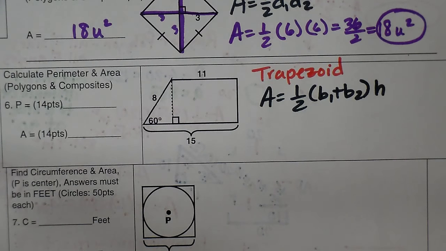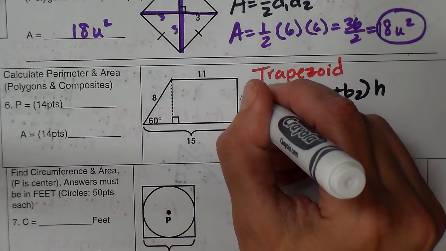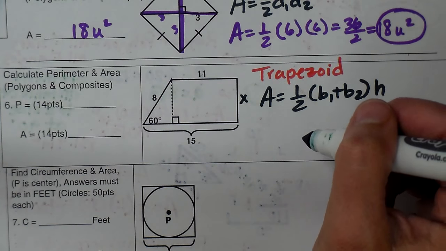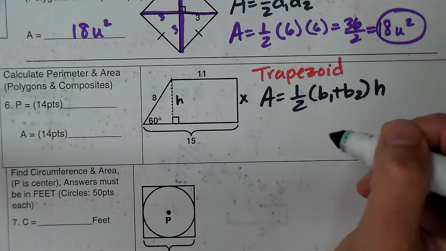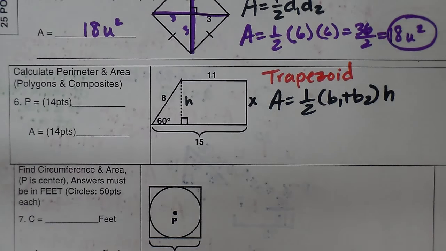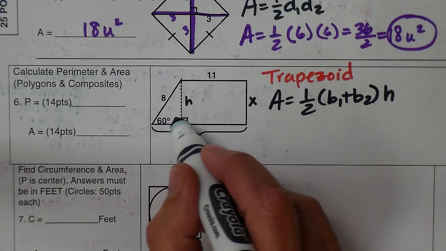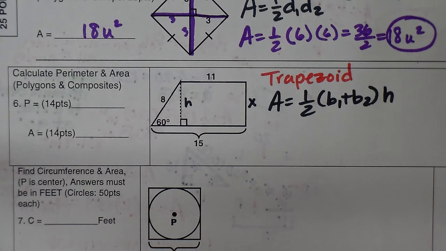Now let's do the perimeter. Perimeter again is the walk around. What am I missing on the perimeter? I'm missing that side. That's the same as the height. So I got to find the height. And once again, what kind of triangle do I have? A right triangle. So there's several ways I can do this.